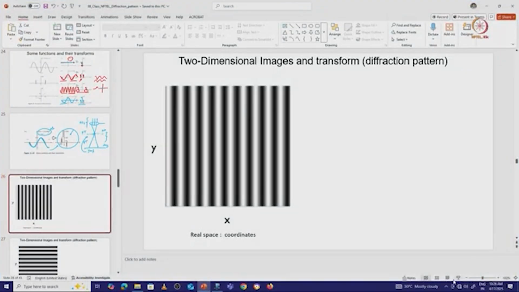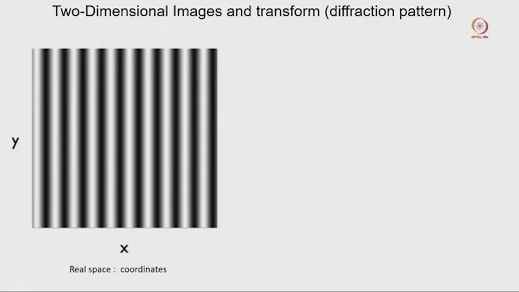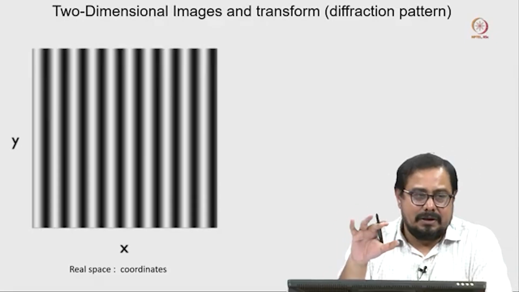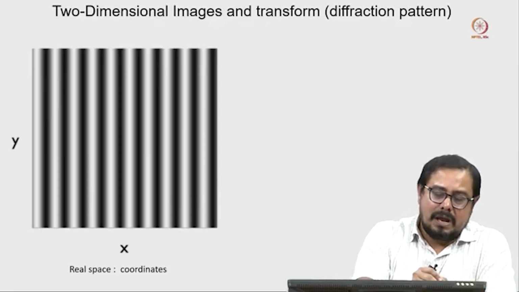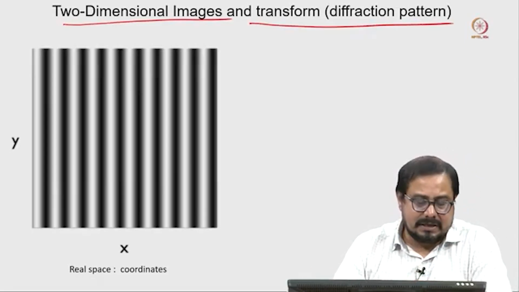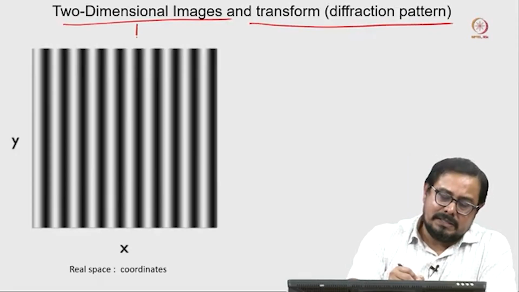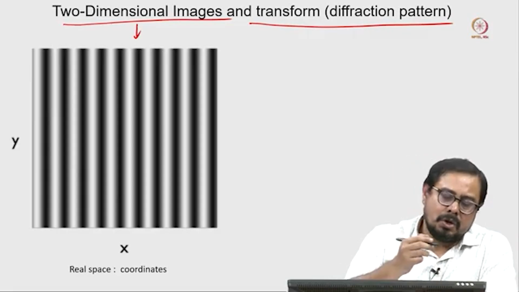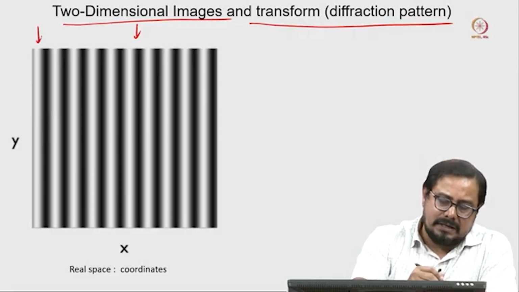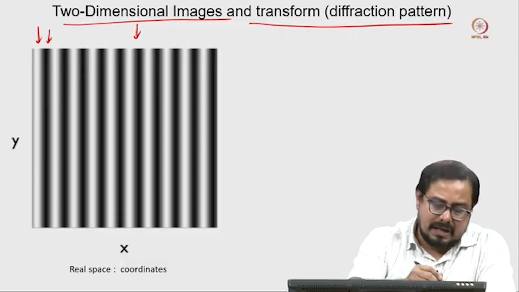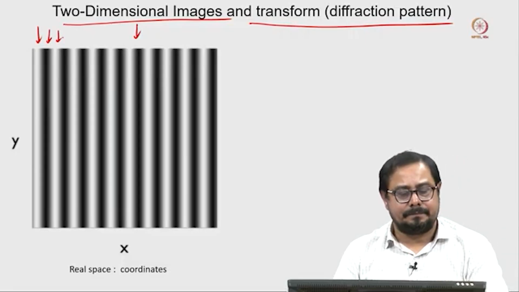Okay, so now come back here. Here I am showing you a 2-dimensional image and its transform, the diffraction pattern. What do you have in this image? We have a very bright spot, then a black spot, and then again a bright spot.